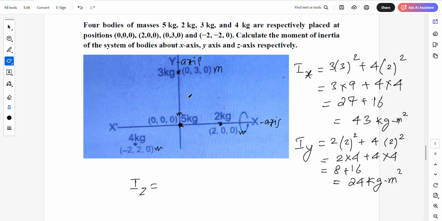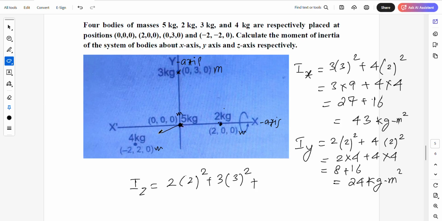When you consider this one, at a distance of how much is it? 2 the whole square, right? When you consider this mass which is lying on the top, 3 at a distance of how much? 3 the whole square, right? When I consider this one, what is the perpendicular distance? Perpendicular distance will be this one.